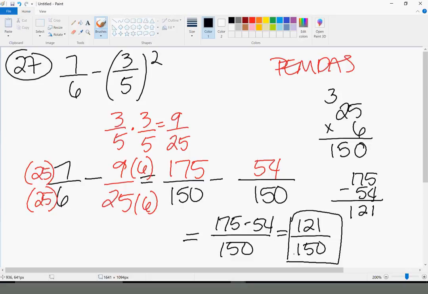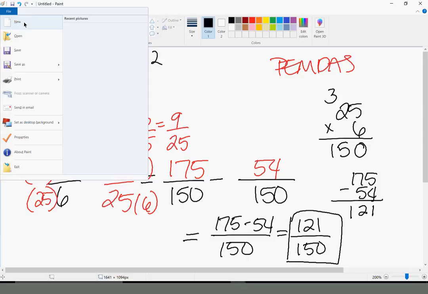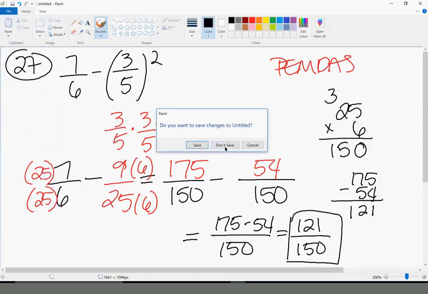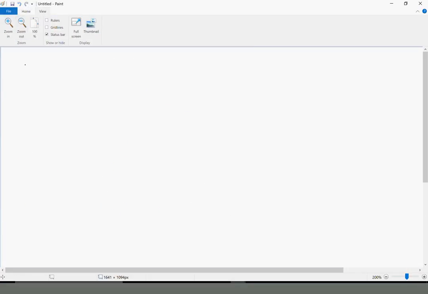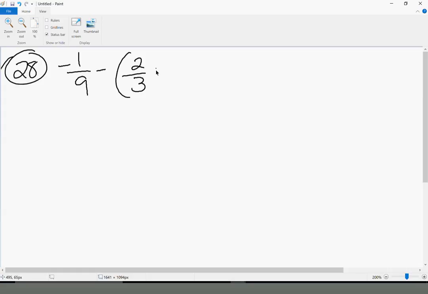Okay, so let's keep going. Okay, 28. Negative 1/9 minus 2/3 plus 4/5.